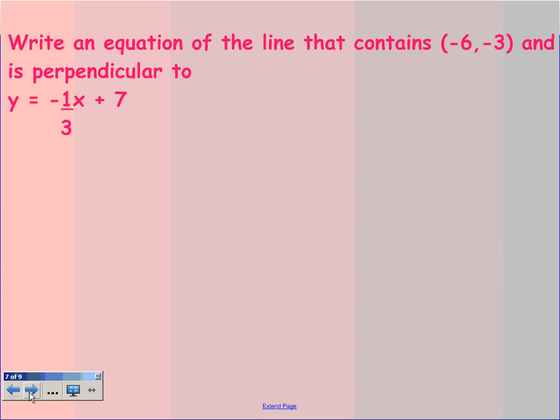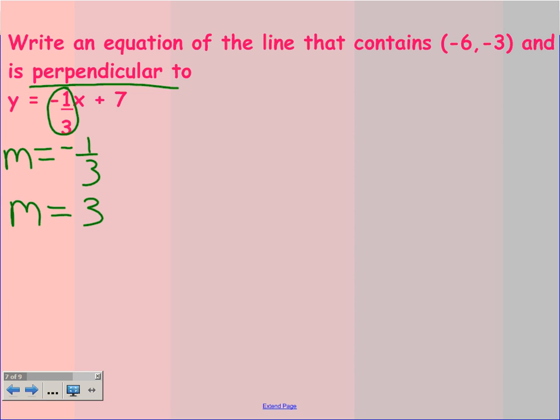Alrighty, moving on. Write an equation of the line that contains (-6, -3) and is perpendicular to y is equal to -1/3 x plus 7. I know that I'm going to need an m term. My m term is -1/3, but that would be if the lines are parallel. We are not looking for parallel lines. We are looking for perpendicular lines. So the opposite of -1/3, if I start with a negative, then my slope for perpendicular is going to be positive, and I need to flip-flop that. So the slope then would just be a +3 for a perpendicular line.